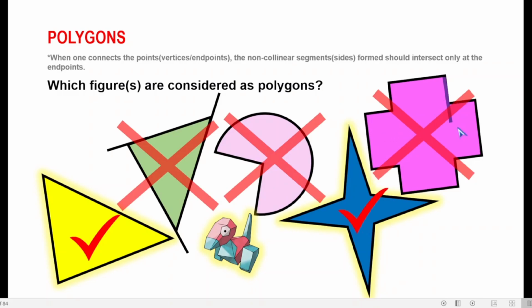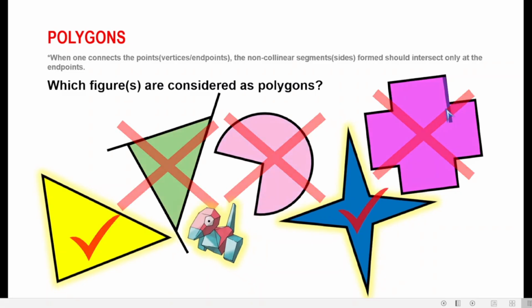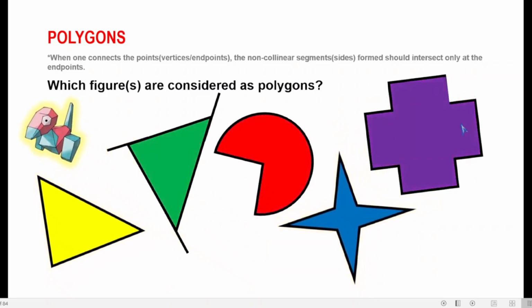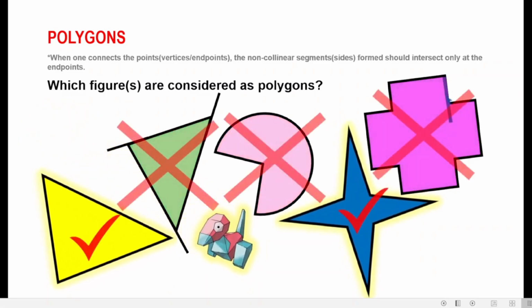And for this one, if you did not notice, apologies for the color, you cannot see it. It's actually not meeting here at the endpoint.